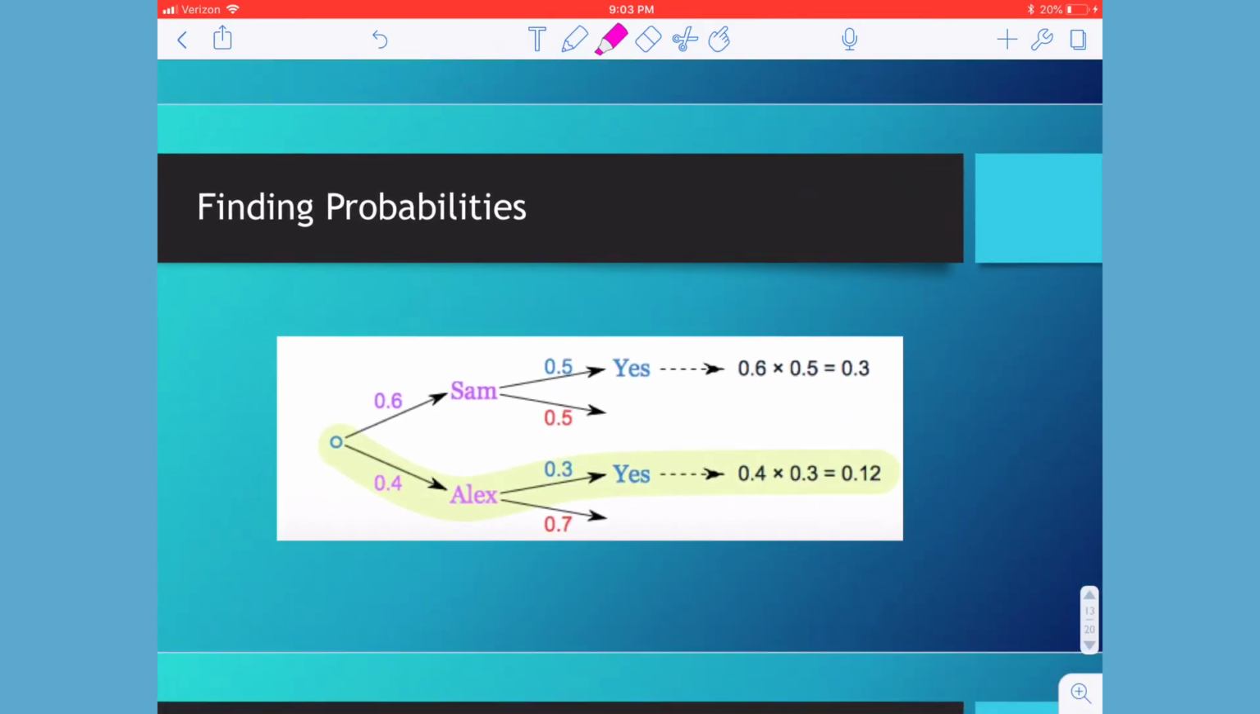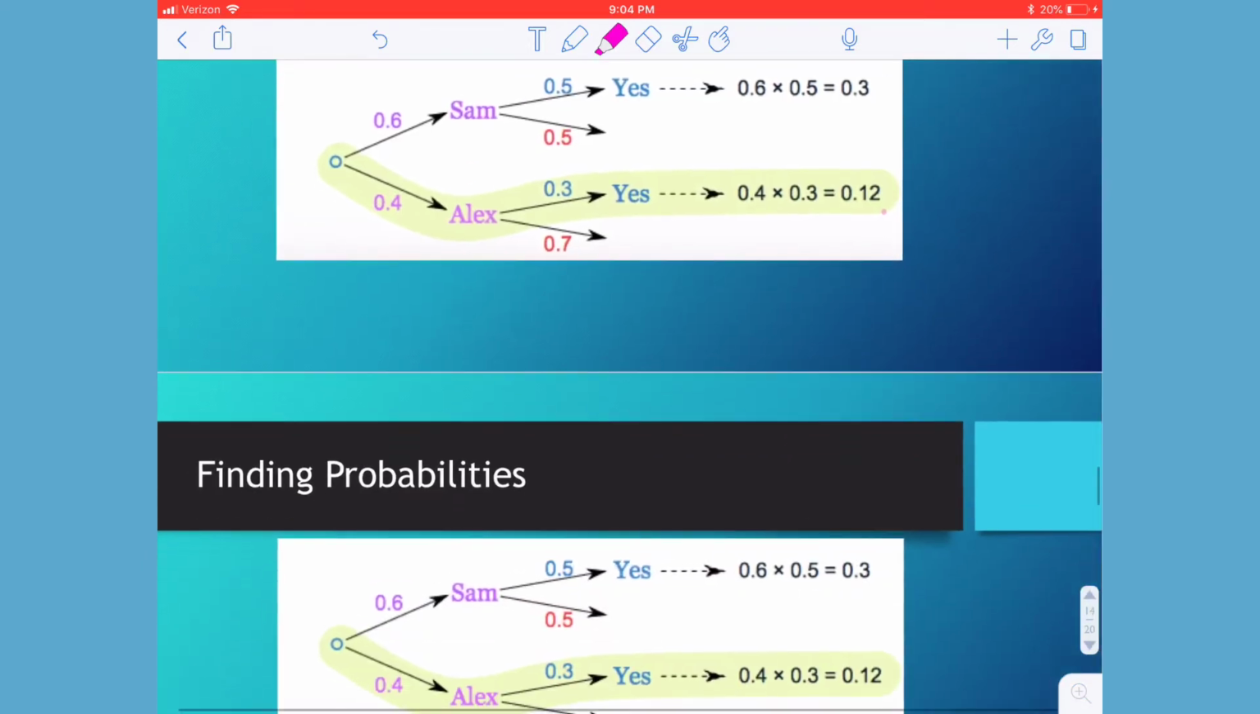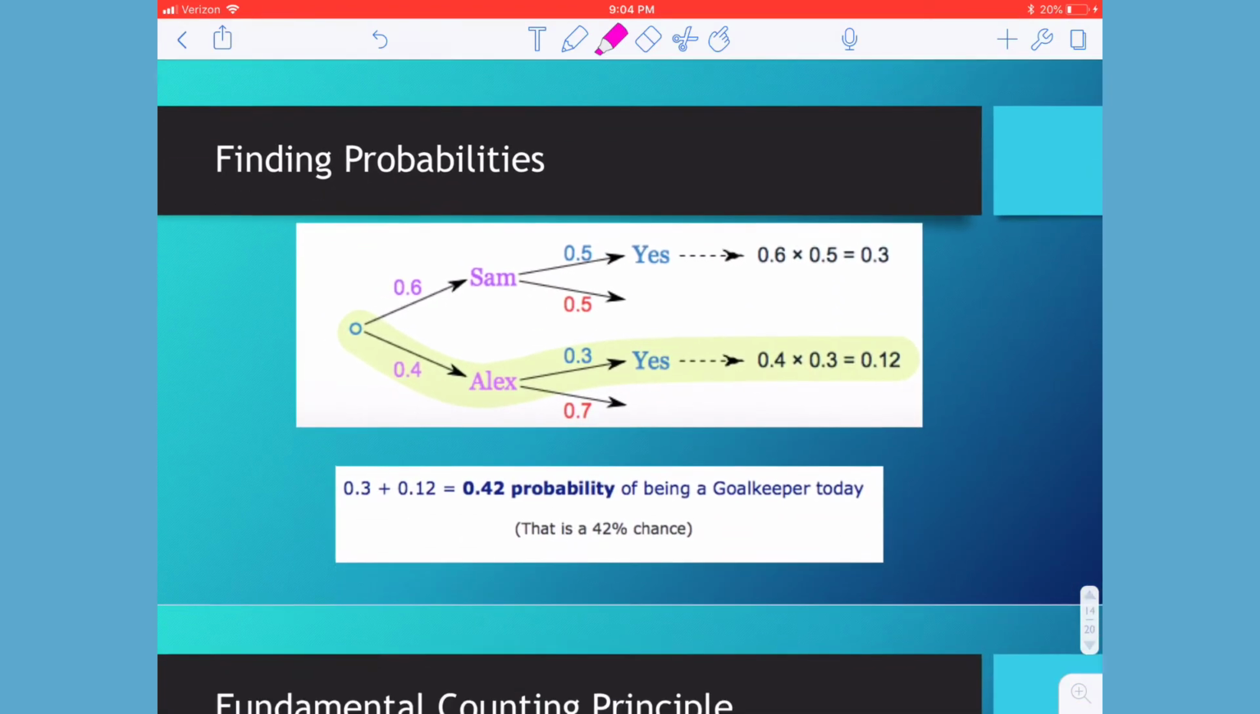So now I can find the probabilities. So the chance of Alex being the coach and me being the goalkeeper is 0.12. The chance of Alex being the coach and Alex not allowing me to be the goalkeeper would be 0.28. So any values that I'm finding across, I'm just multiplying them.